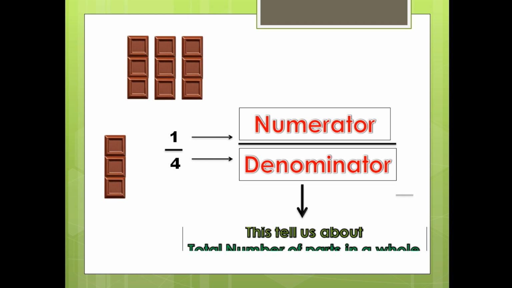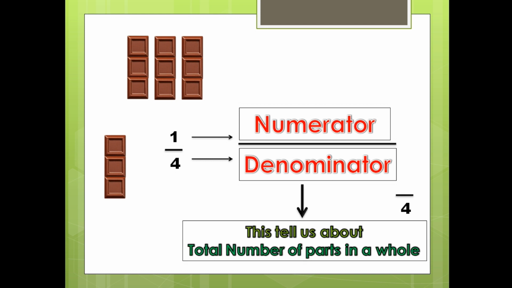And this denominator tells us about the total number of parts in a whole. Means the whole chocolate was there. That whole chocolate we divided into how many parts? 4 parts. So totally how many parts? 4 parts. So in the denominator, what will we write?